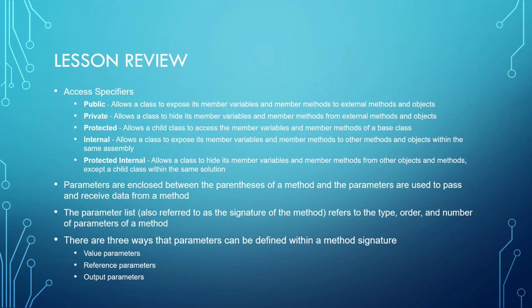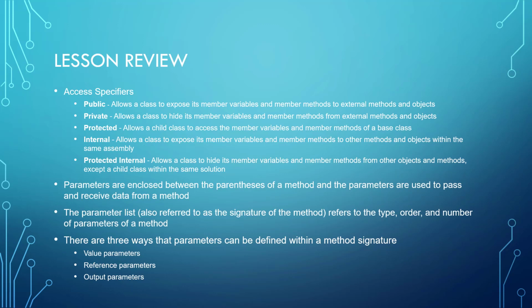And then finally, there are 3 ways that parameters can be defined within a method signature. You can define a parameter as a value parameter, and again, just remember that means that we've made a copy of the actual data and passed it into the method. So anything that happens to a value parameter happens within the method, but not to the original value because we passed in a copy. A reference parameter means that anything we do to the parameter within the method actually affects the original because we've passed the memory address of the original in.